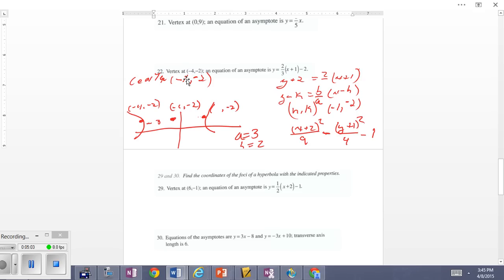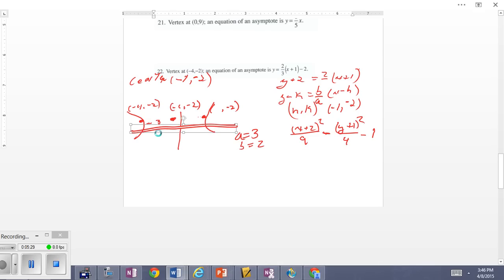Now, to this point, I didn't know which way it was opening, but since my center and my vertex have the same y coordinate, my transverse axis is going to run parallel to the x-axis, since it's the same height, namely -2. I guess I graphed this as if it was +2, regardless. There's my idea there.